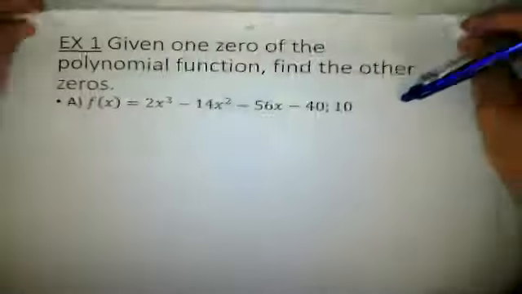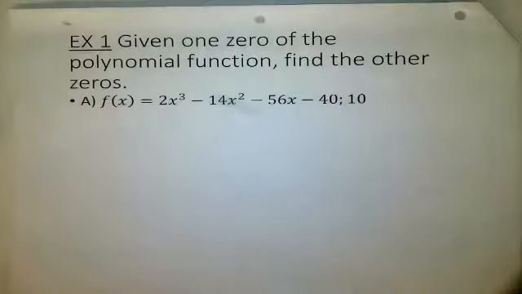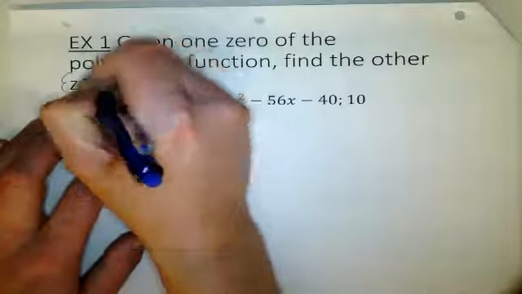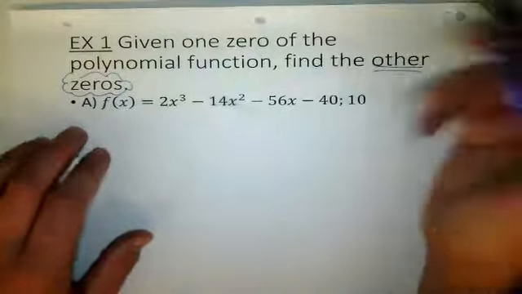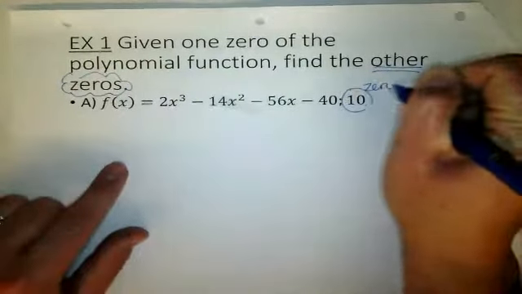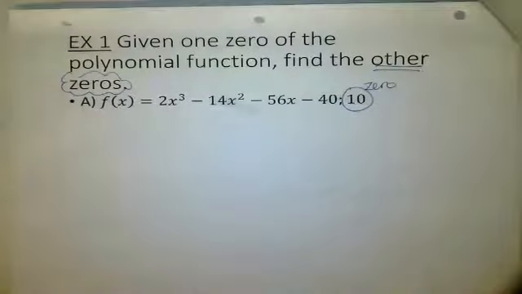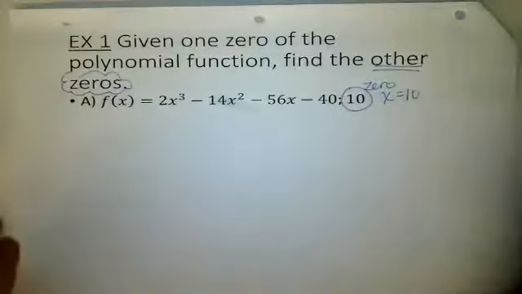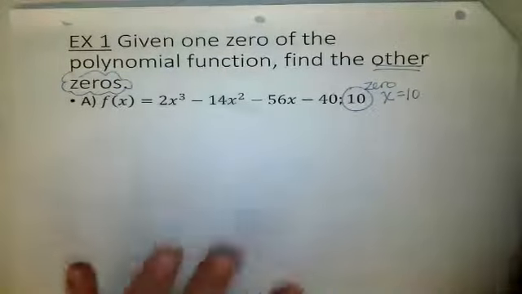Okay, so we're going to try a couple here. So really pay attention to directions, ladies and gentlemen. This is that second grouping of problems. Given one zero of the polynomial function, find the other zeros. So today, we actually want to find the other zeros. They're giving us one of them, and that's what this number is. They're giving us a 0. Whenever they're giving us a 0, they're giving us a solution for x. They're telling us that one of the solutions is x equals 10.